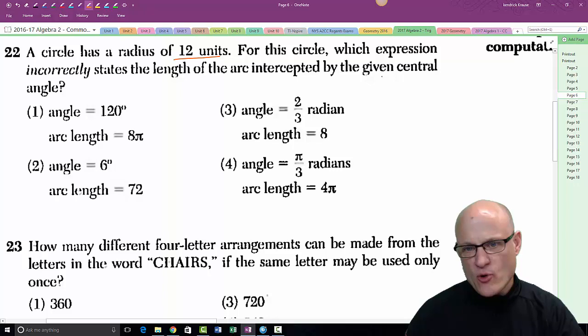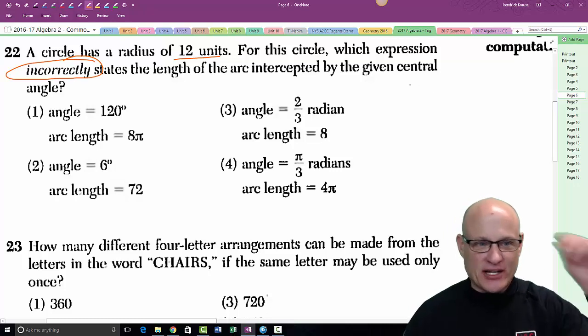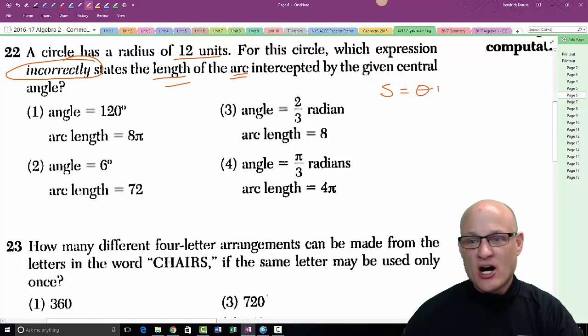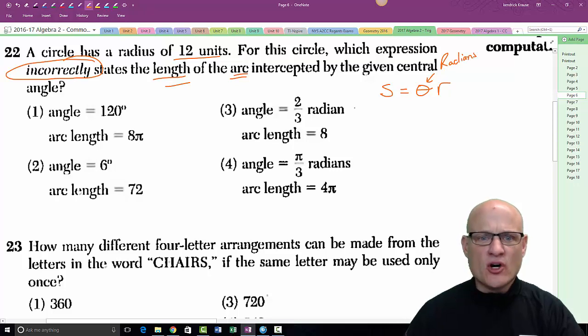Okay. For the circle, which expression incorrectly states the length of the arc? Thank you, New York State, for trying to confuse us and trick us. As soon as I start looking at arc length, I know I'm talking about S equals theta r, and I know theta has to be in radians. So, which one of them incorrectly states it by the given central angle?